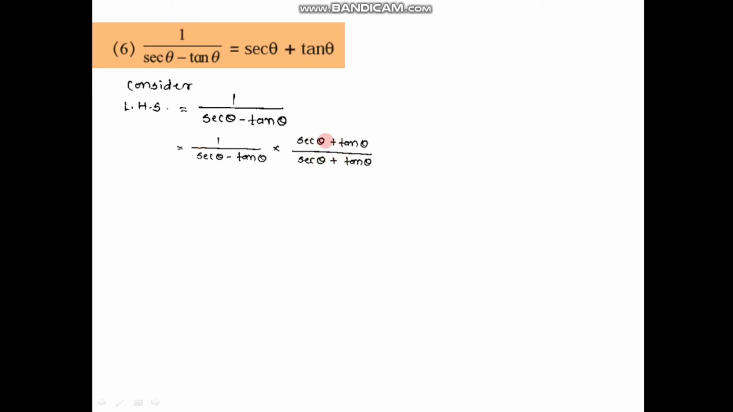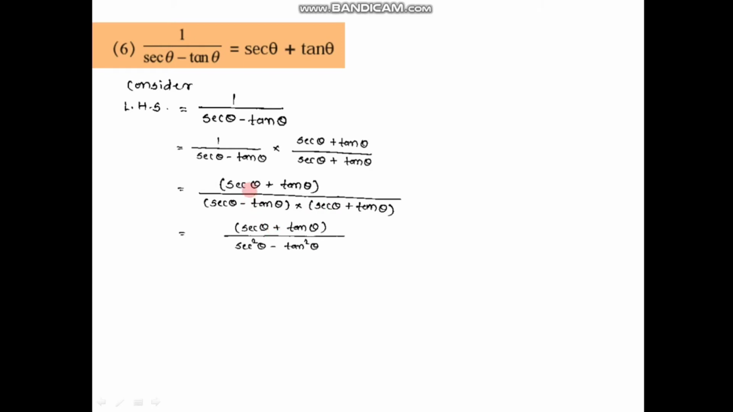So now if we multiply the numerators and denominators respectively, we get sec theta plus tan theta into 1. That is sec theta plus tan theta divided by, in the first bracket we would have sec theta minus tan theta into the second bracket sec theta plus tan theta. Now this is the expansion of a square minus b square. So instead of this we can write first term square minus second term square.